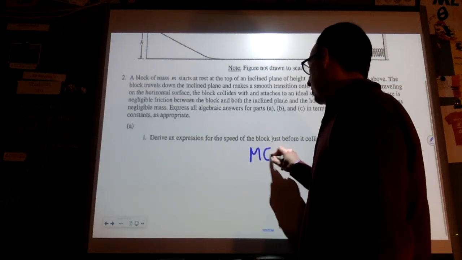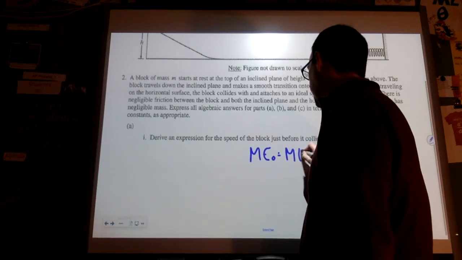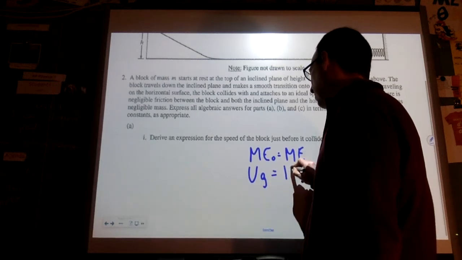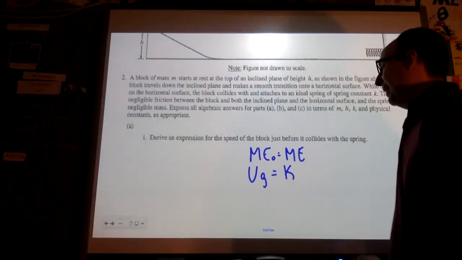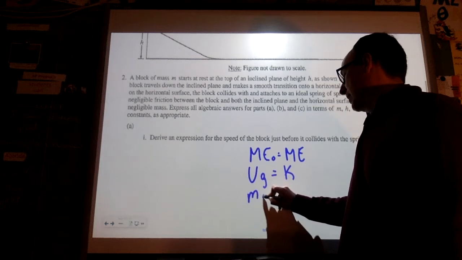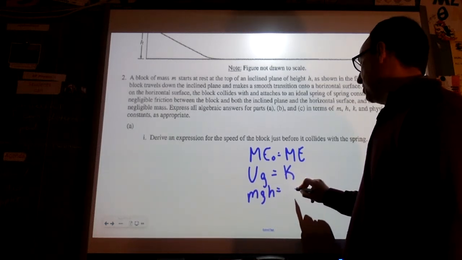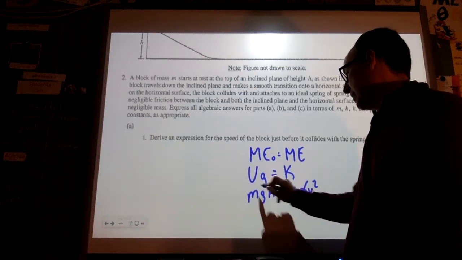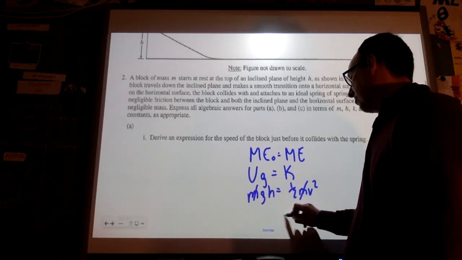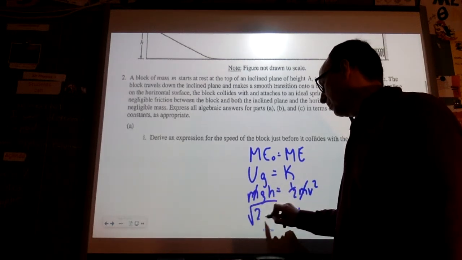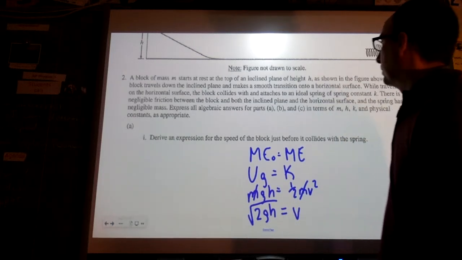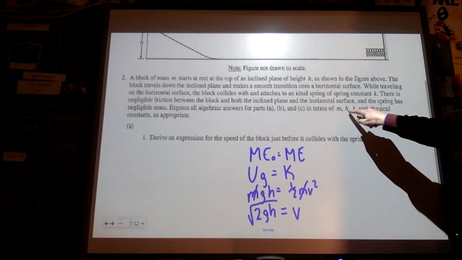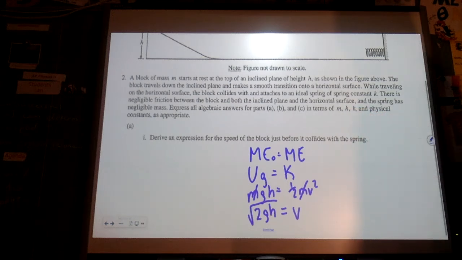So the first thing I'm going to do is write that energy is conserved. At the top I have potential, at the bottom I have kinetic. So I'm going to say mgh is equal to 1/2 mv squared. I'm going to cancel out an m, multiply by 2, and square root. And I'm going to make sure that I'm using the letters that they said, and they said H and not Y.